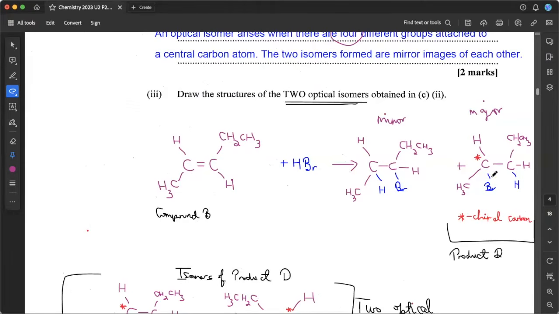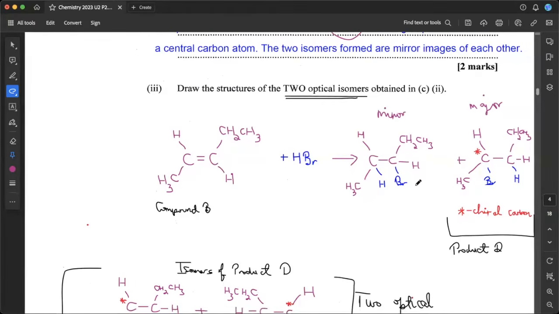So that's what we have shown here. And then we also have this minor product, where we have the H adding to this carbon and the Br adding to this carbon. But they're asking us about optical isomers. And remember earlier what we said about optical isomers. Optical isomers have a chiral center, meaning they have a carbon that has 4 different groups attached to it.